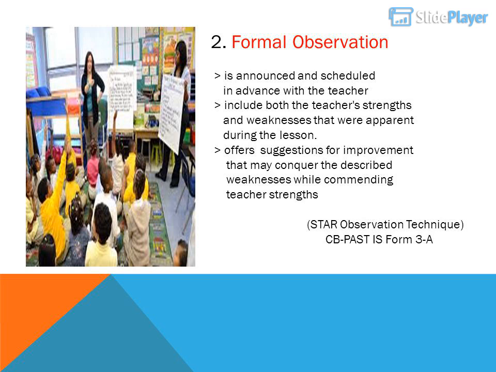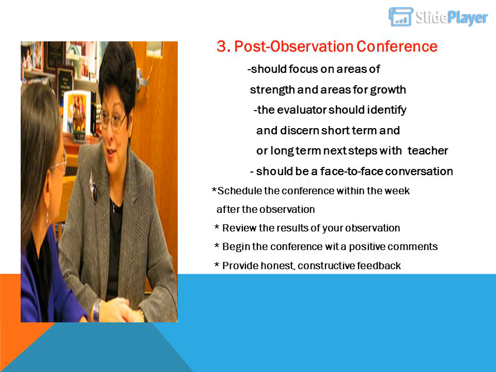Observation notes include both the teacher's strengths and weaknesses that were apparent during the lesson, and offer suggestions for improvement that may overcome the described weaknesses while commending teacher strengths. Star observation technique. CB Passed is Form 3A. It should focus on areas of strength and areas for growth.